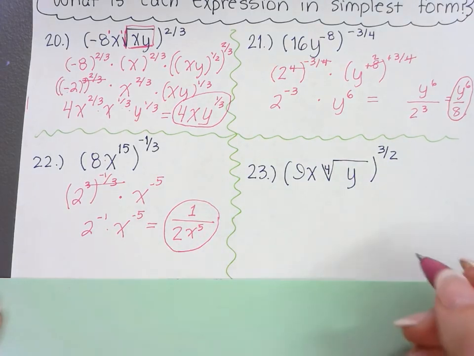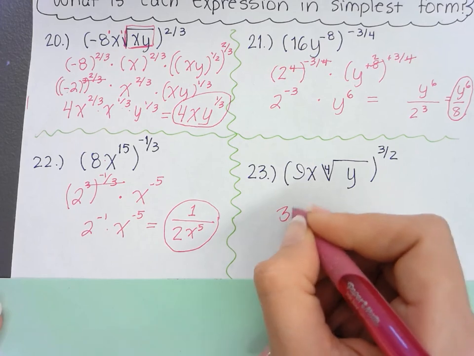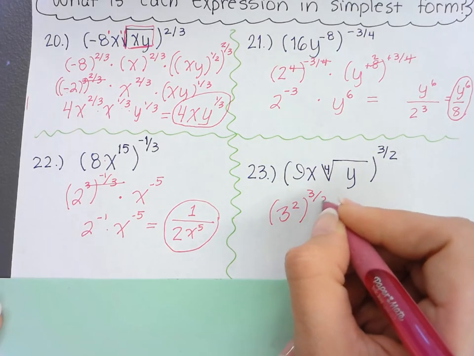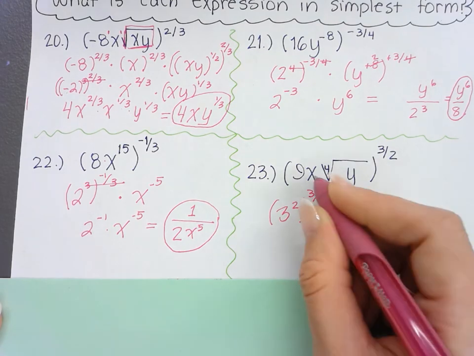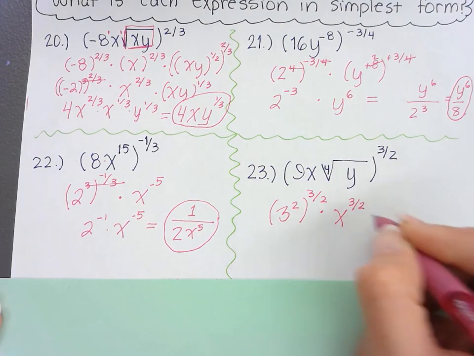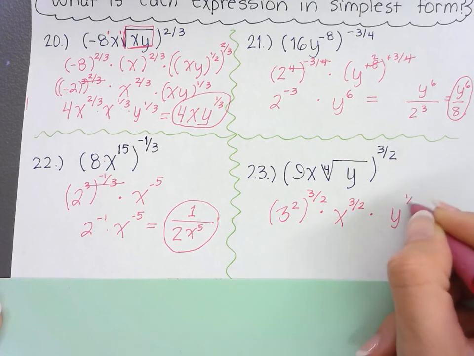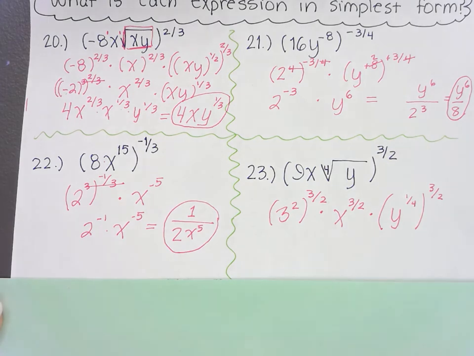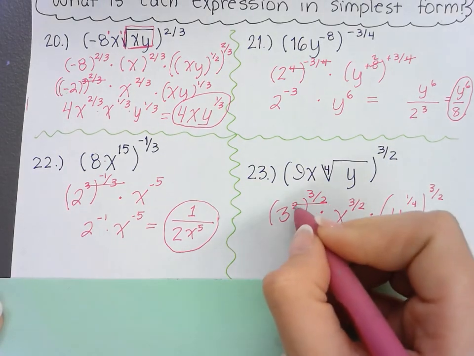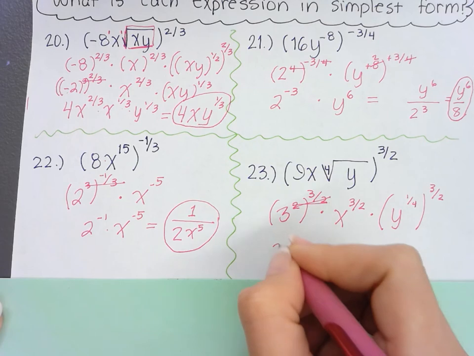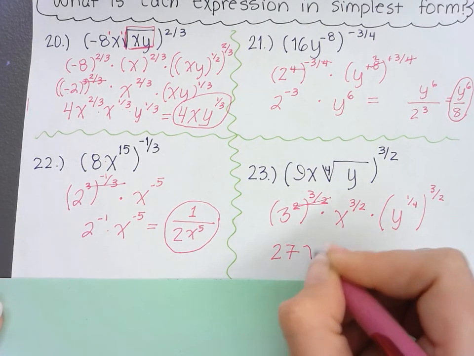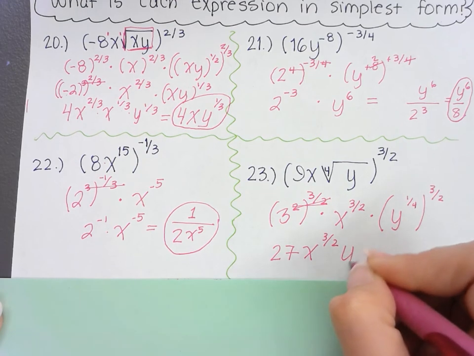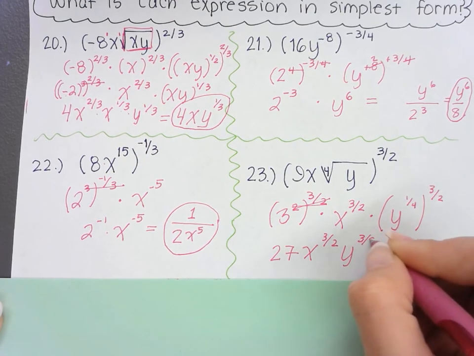What does that become? There's a 1 on top, 2x to the 5th. Done. 9 is really 3 squared, and that is being raised to the 3/2. x to the 1st to the 3/2, y to the 1/4 to the 3 halves. Those 2's are gone. 3 to the 3rd, 27. x to the 3 halves. y, careful, this one is 3/8, nothing reduces.